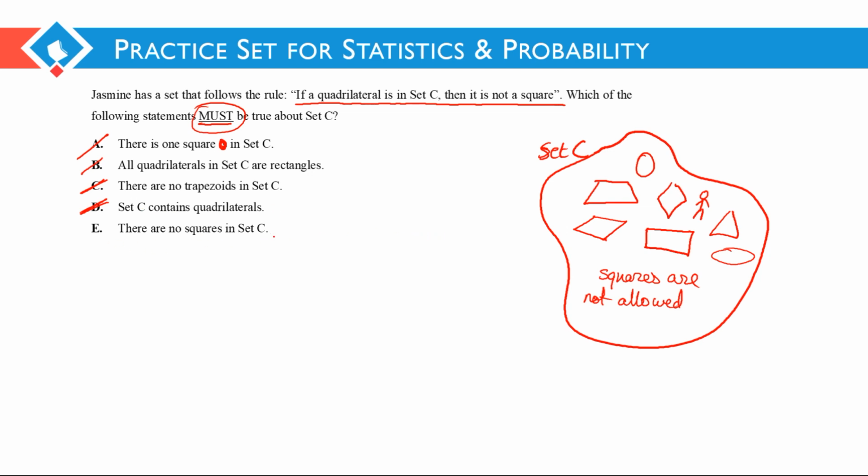There are no squares in set C. Yeah, this one actually checks out because we know that squares are not allowed here. So nothing in here is going to be a square. So therefore our answer is E for elephant.